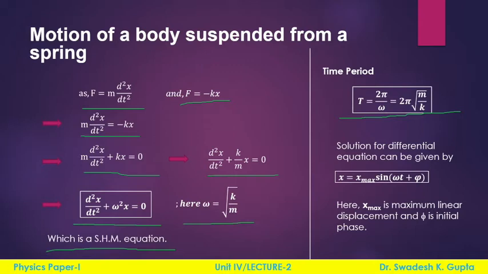The solution of this differential equation will be x is equal to x max sine (omega t plus phi), where x max is the maximum linear displacement which we can provide, and phi is the initial phase.